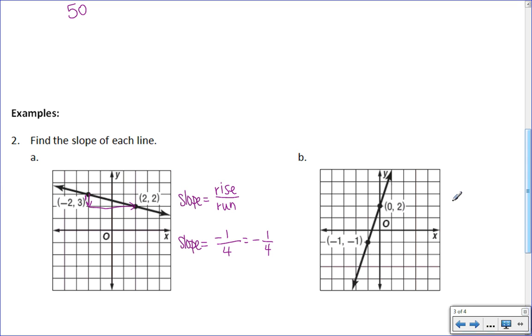Okay, let's do another one. Alright, so again we want to start at the point furthest to the left, so we'll start at this one, and then rise, let's see, so that's up 1, 2, 3, and then run. From here to here is just 1. So that's up 3 to the right 1. And then we can write it in a more simple form. 3 over 1 is the same as just 3.